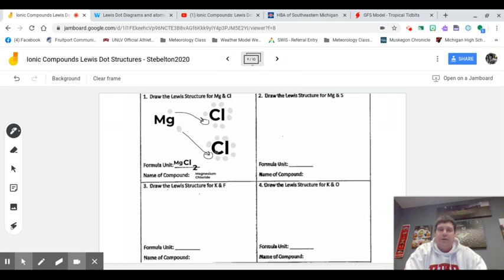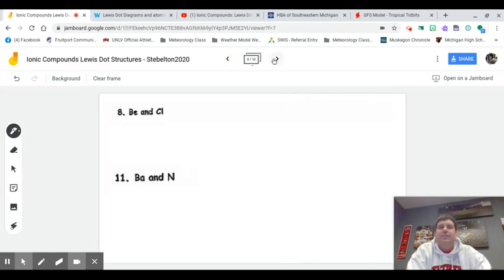I did the first one showing the transferring, and then also this is the name of the compound. That's review from Chemistry A. So if you want to try that, you can do that. You should remember they're all going to end in IDE. Drop the ending and change it to IDE. And that's it for showing the Lewis dot transfer of electrons for ionic compounds.